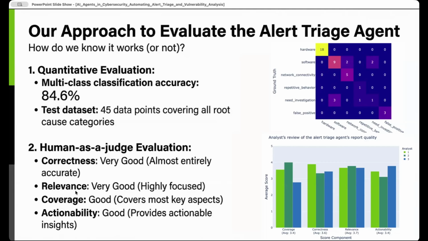And relevance is basically how relevant the response is for that alert. And coverage is to see whether it covers all the key aspects. And also the actionability is whether the recommended actions are appropriate or correct, right? So from the human analyst, you see the average score, and of course the score will vary from human to human because humans don't have one evaluation standard, right? So it's going to vary from human to human, but on average, the analysts still find it very helpful to save them time for the final report.